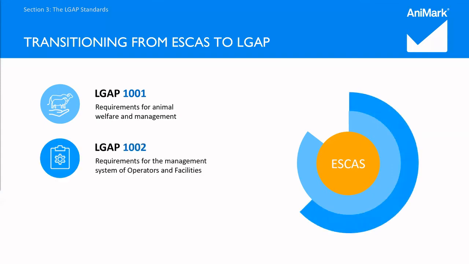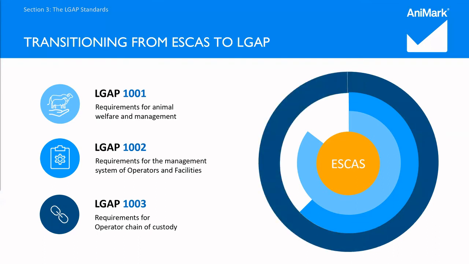For LGAP 1002, the Management Systems Standard, there will be overlap, but there are some areas which may sound new because of requirements which have been introduced to address ESCAS challenges or expectations. LGAP 1003, the chain of custody standard, should be complete for all operators. Now, this will vary business to business depending on the nature of the operation and how each business is currently demonstrating ESCAS compliance. For some, this may be higher, for some lower, and we will look at this as we go through the rest of the session.